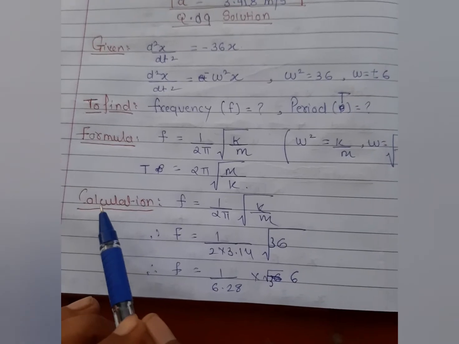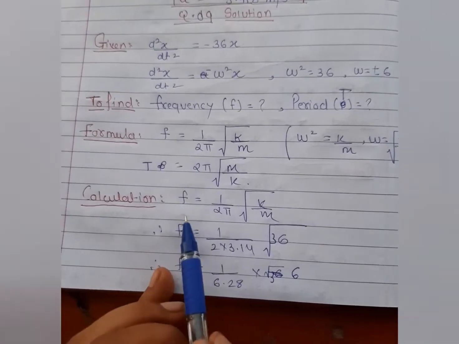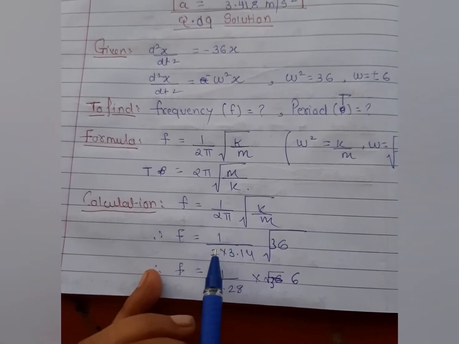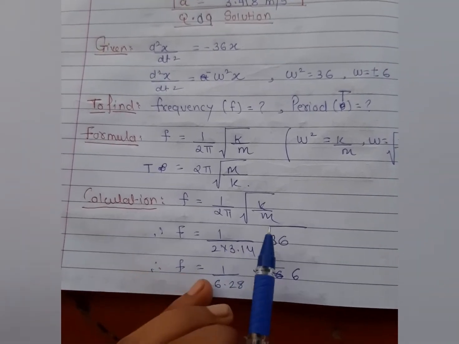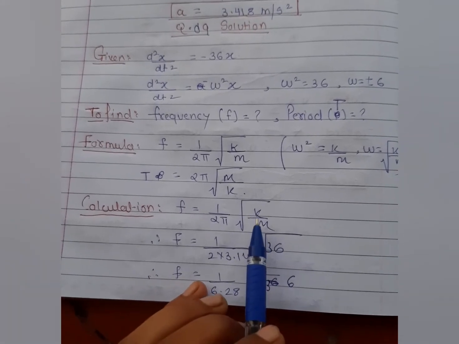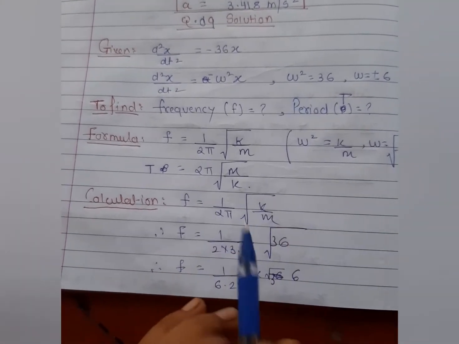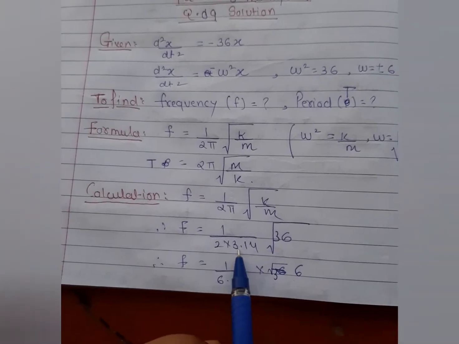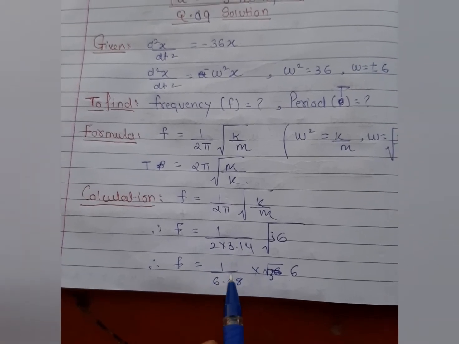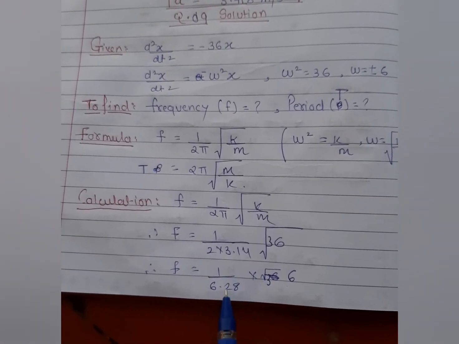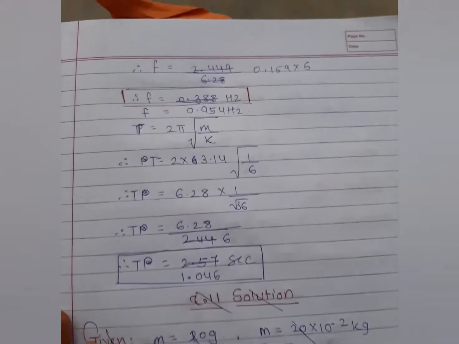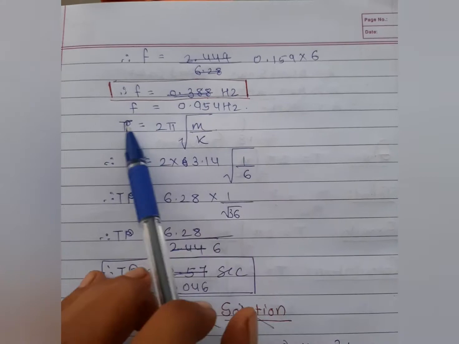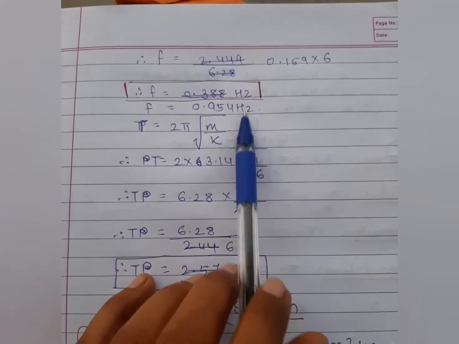Let's move on to the calculation. For the frequency, f is equal to 1 upon 2 pi root of k by m. Here 1 as it is, 2, and the value of pi 3.14, and root of k by m means omega square, that is 36. The root of 36 is 6, students. When we multiply 3.14 with 2, we get 6.28, and when we divide 1 by 6.28 we get 0.159, and multiplying by 6 we get frequency 0.954 Hertz.